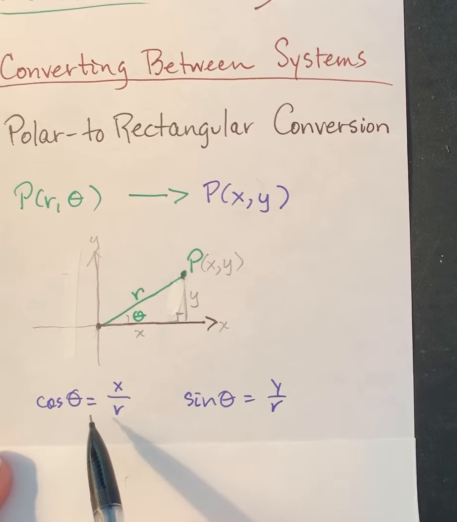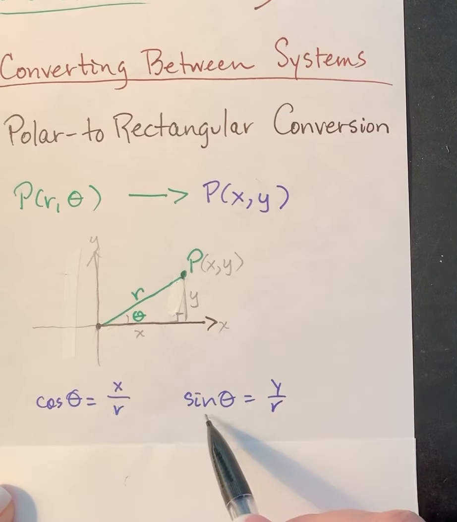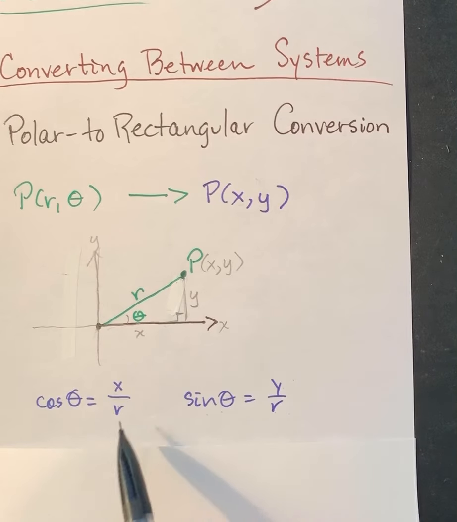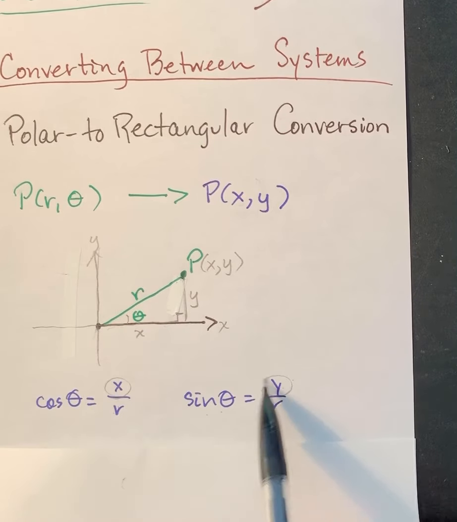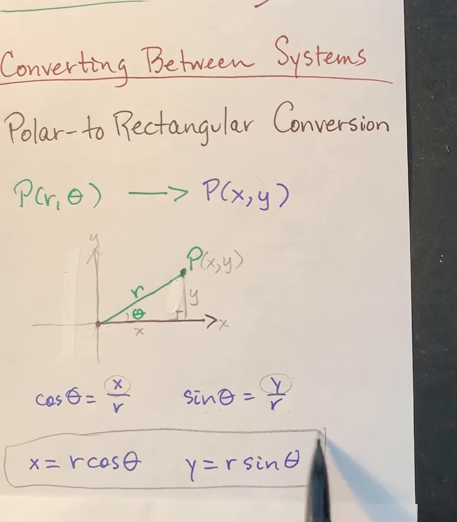The cosine of theta is x over r, adjacent over hypotenuse, and the sine of theta is y over r, opposite over hypotenuse. And if you solve for x and y, because that's what you're looking for, you come up with this. So x will be equal to r times the cosine of theta, and y will be equal to r times the sine of theta. Always true. Doesn't matter if r or theta is negative at all.